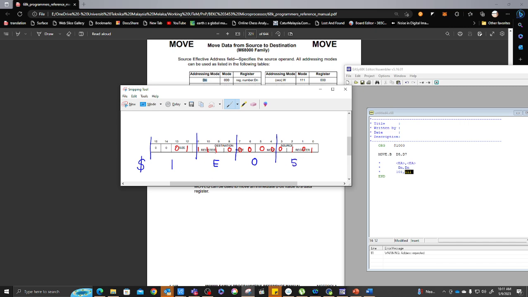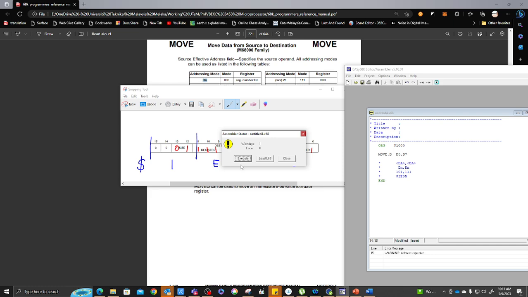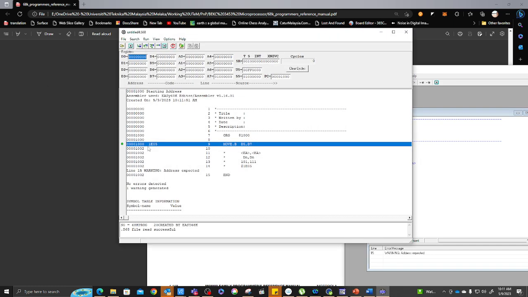So the answer for this particular instruction is, okay, the instruction is $1E05. So let's look at the results, correct or not just now. Okay, so the instruction code here is 1E05. So it matched together.